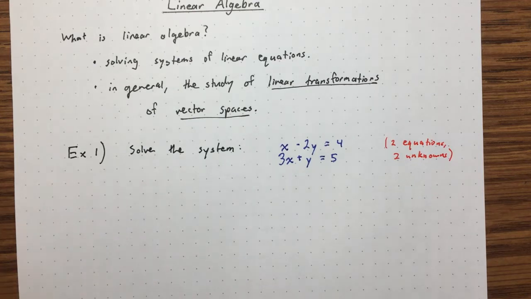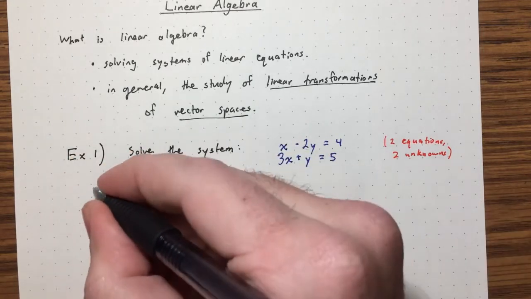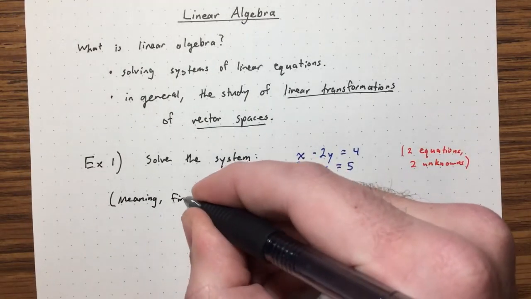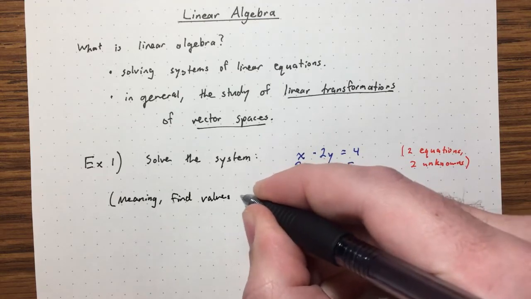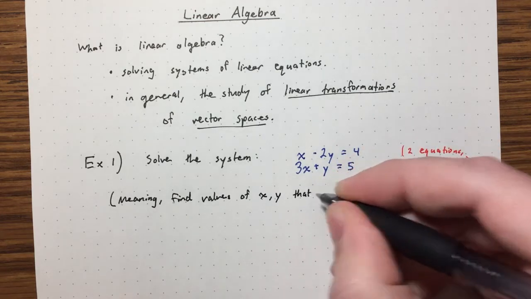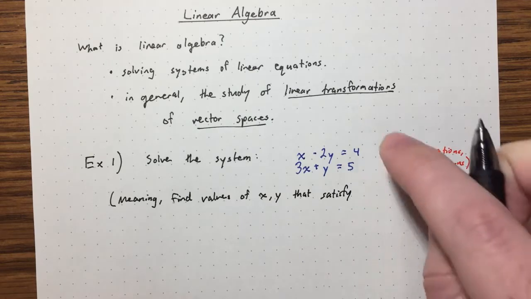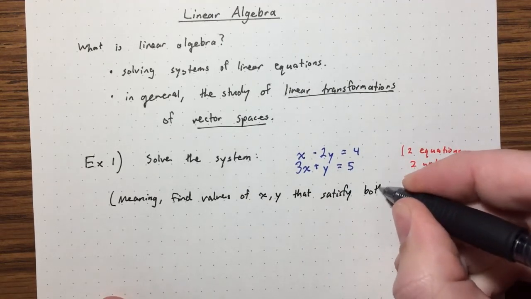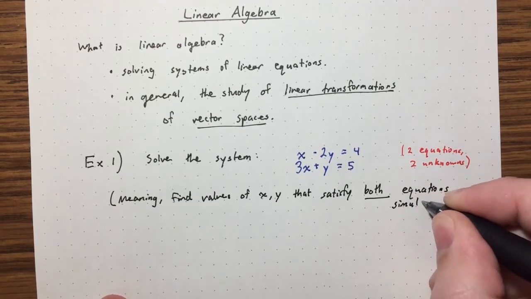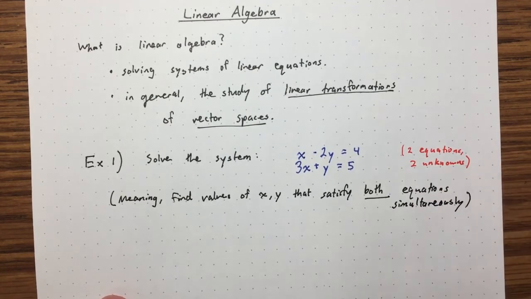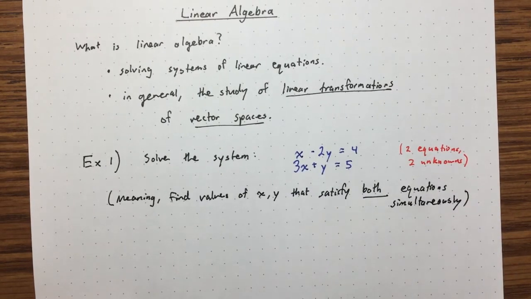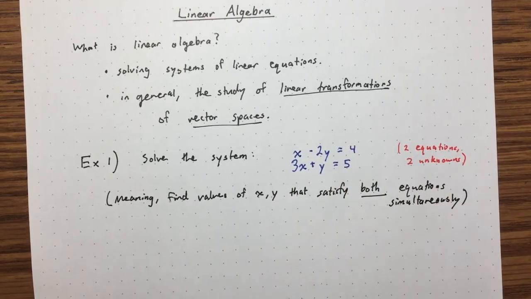What do we mean by solve the system? Let's be clear on what we mean by that. We want to find values of x and y. X and y are just standing in for numbers. That satisfy not just one equation, but both equations simultaneously. There are infinitely many solutions of this first equation. You can pick any value you want for x, and then you can solve for y. But we actually need a value of x and y that satisfy both simultaneously.